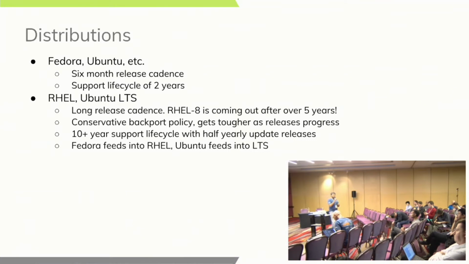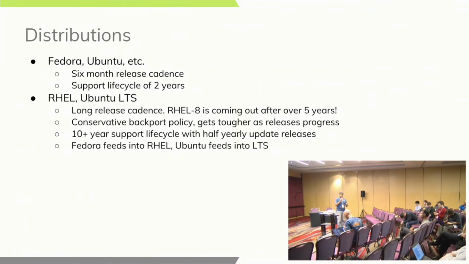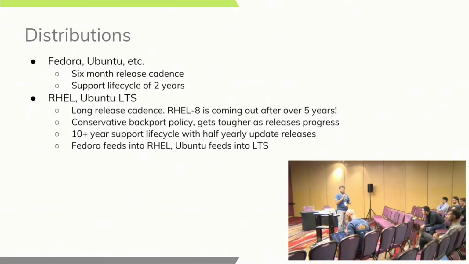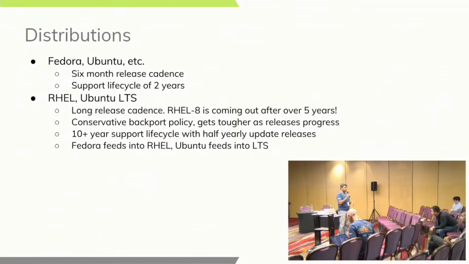Right, so moving on to distributions. Fedora, Ubuntu, etc., the fast-moving distributions, are not that interesting from a scheduling standpoint because they have a 6-month release cadence. They're not supported for a very long time. So chances are that if you meet your upstream targets, you will meet your Fedora and Ubuntu targets. But then they are still interesting for a different reason.